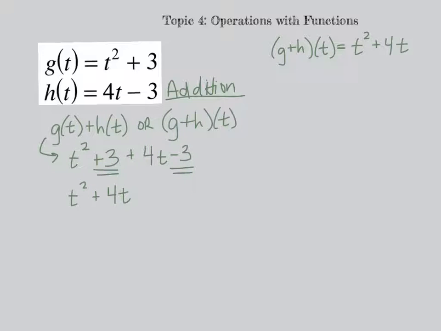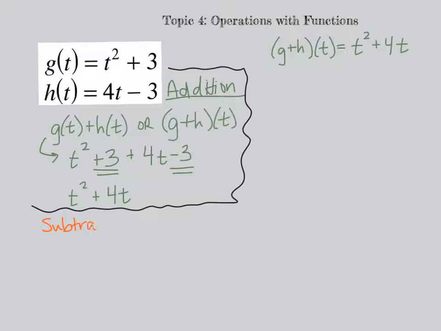Let's look at subtraction next. So subtraction, the order definitely matters that we do this in, because, you know, addition, it doesn't matter the order that you do, but subtraction does. So for subtraction, let's say we wanted to do g minus h of t. All right, that means we're going to start with g of t, so t squared plus 3. Then we're subtracting all of h, so we need to put it in parentheses since we're subtracting.